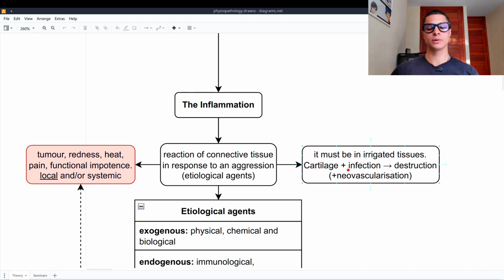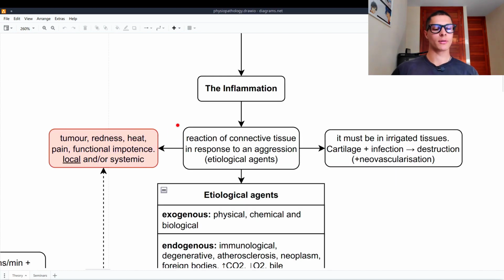In the cartilage, for example, there are no irrigated tissues, and if an infection happens, well, there is a direct destruction of the tissue, a necrosis, and a little bit of neovascularization, because this is what happens when there are no irrigated tissues and there is an infection. The inflammation is characterized by tumor, redness, heat, pain, and functional impotence. In Spanish, it's very easy to remember because the words are very similar. Tumor, rubor, calor, dolor, e insuficiencia funcional.